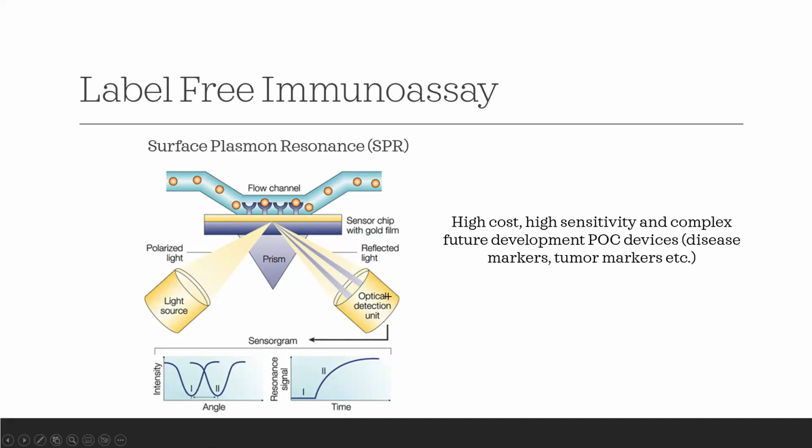There are also some fancy techniques they are developing to use as label-free immunoassays. This one is high cost, high sensitivity, and very complex. But it's our future. It's for future development, especially for some point-of-care devices. Okay, I think time is up. That's it for today. Yeah, thanks very much.